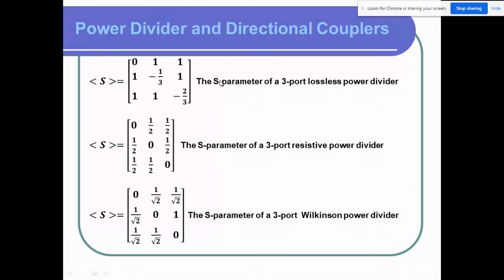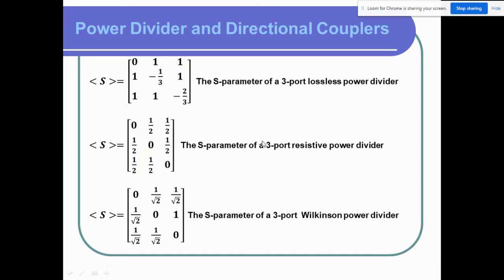A lossless power divider is lossless, meaning there will be no losses in terms of dividing the power, but there will be reflections. To solve this issue, the resistive power divider is designed, where there is no reflection: reflection at port 1, reflection at port 2, and reflection at port 3. But the power here is divided into 1/4. I mean, this is the voltage, so if we square this one, it becomes 1/4. So half of the total power is lost.